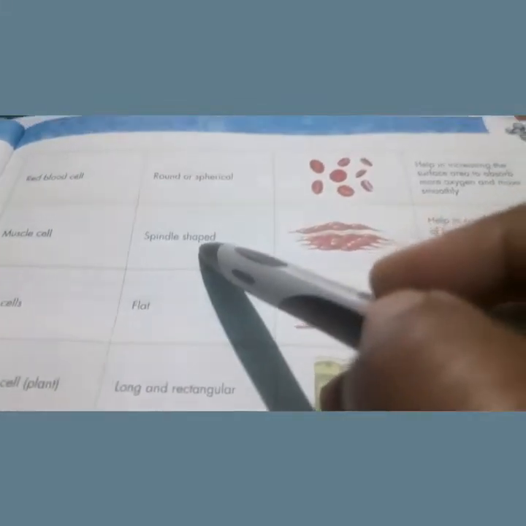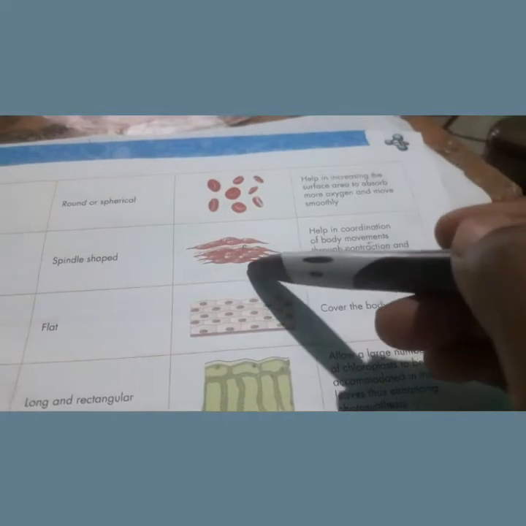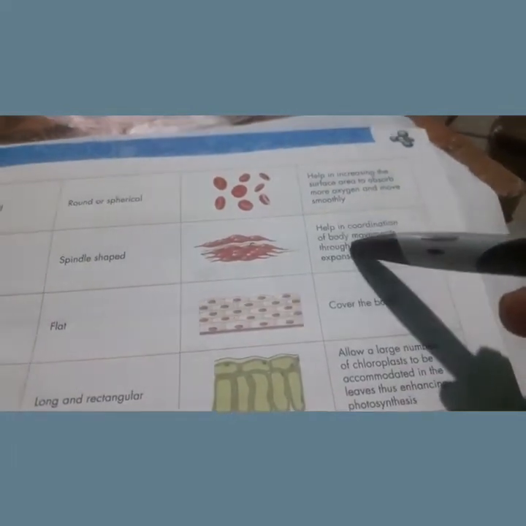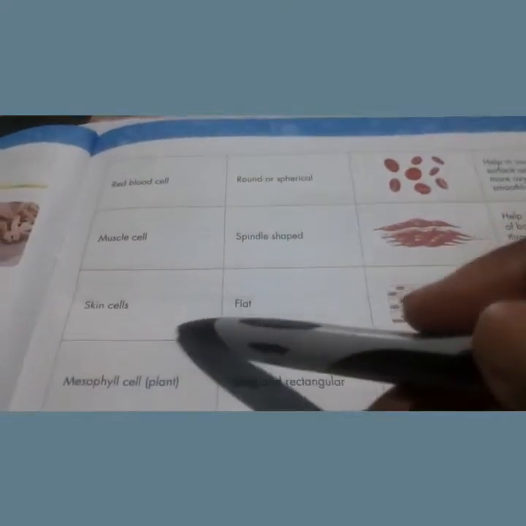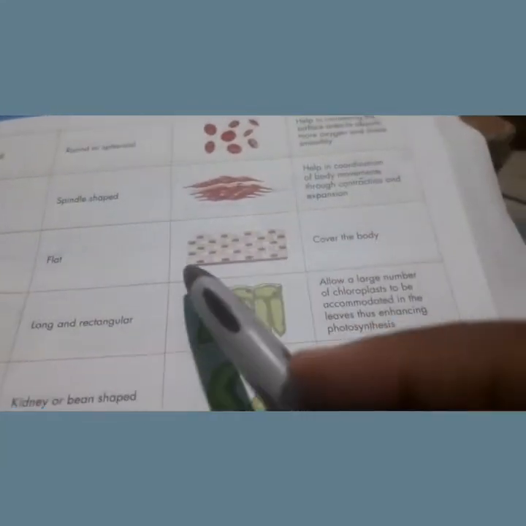Muscle cells are spindle shaped. You can see here many spindle shaped muscle cells are present. They help in coordination of body movement through contraction and expansion. With the help of these muscle cells, we can move from one place to another. That is, they help in locomotion through contraction and expansion. Skin cells are flat. You can see here, they cover the body. So it is flat.